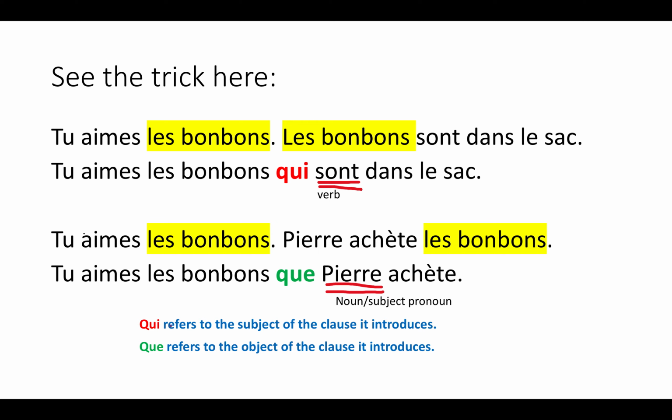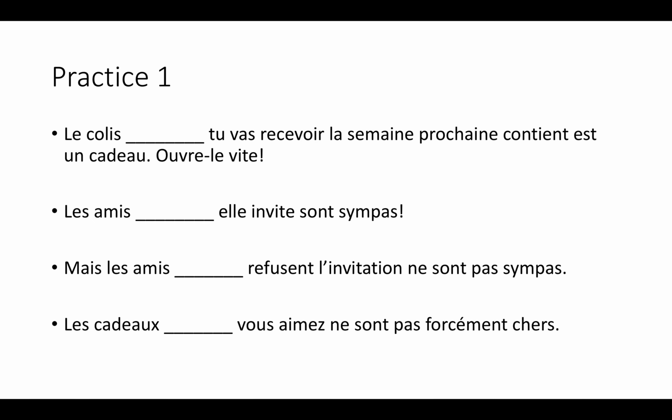Tu aimes les bonbons qui sont dans le sac. Right? That was the sentence we've already seen with the correct answer. Sont is a verb. You see that we used qui. Now look at the second one. Tu aimes les bonbons que Pierre achète. Pierre is the noun or the subject pronoun. It's actually a proper noun. And we use que. So let's practice.